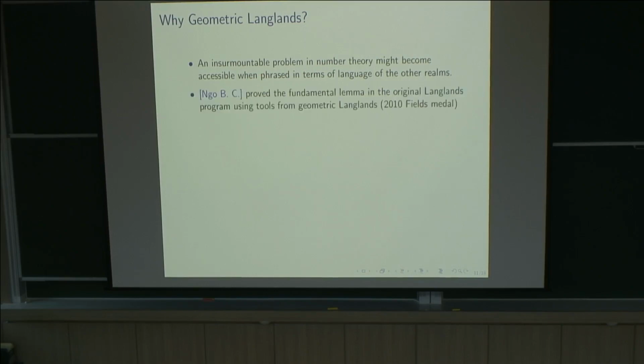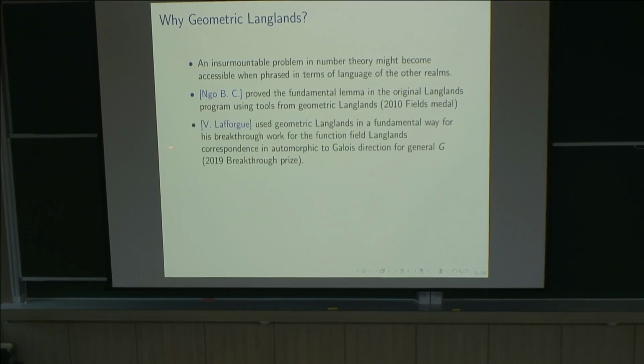And here are some examples. Ngô proved what is called the fundamental lemma in the Langlands program using what's called the Hitchin fibration, which is an important tool in geometric Langlands. And the development in geometric Langlands has been helpful for that. Vincent Lafforgue used the idea of geometric Langlands, and actually the results of geometric Langlands, to do something about arithmetic Langlands. And he got the Breakthrough Prize for that.